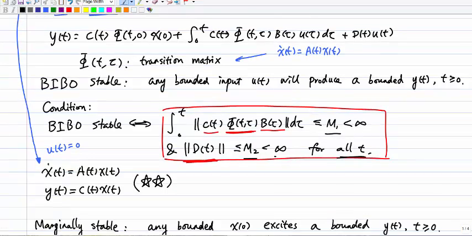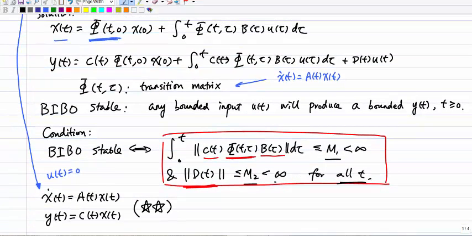Here's a condition we can verify. Of course, if you can find a solution, you can directly calculate it: if I give a bounded input u(t), check whether the output y(t) is bounded or not. If yes, we can say it's BIBO stable, but of course it has to hold for any bounded input, giving a bounded y(t). If that's the case, we can say it's BIBO stable.